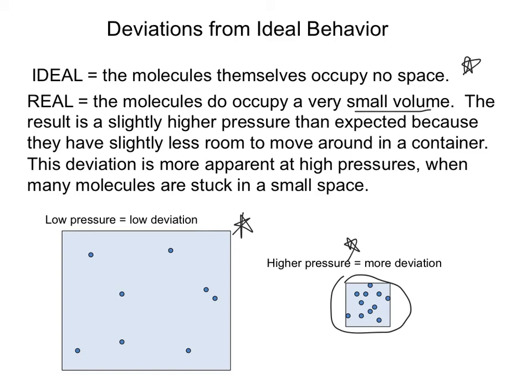So as we have said previously, ideal behavior works for most of the conditions in which we look at gas calculations, but the reality of it is that gases do occupy volume, they do take up space, and so you will see conditions in which there will be a deviation in pressure based on the fact that those molecules actually do take up space.